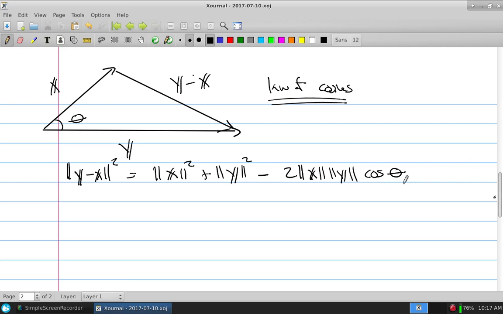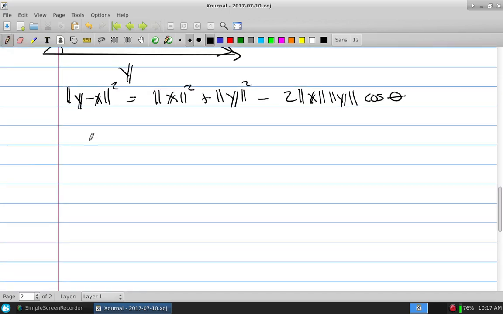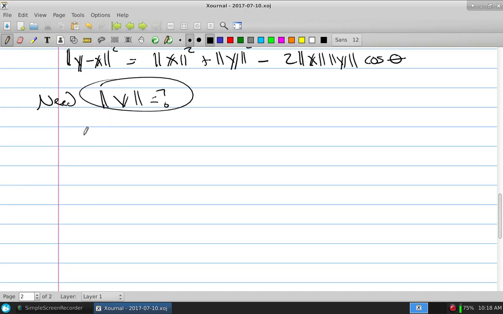All right, but that requires length. So, all right, I have a little geometry. This doesn't help me. I need length to be able to do this. What's the length of a vector to be able to continue this particular problem? All right. I can actually get this.